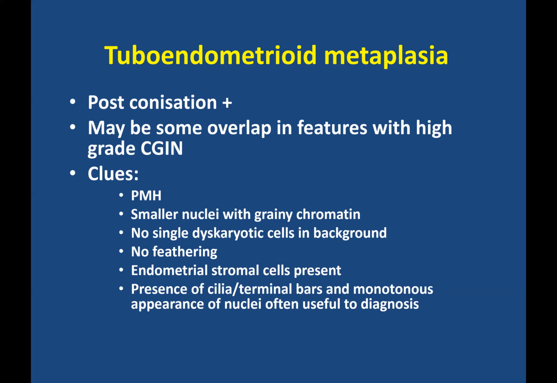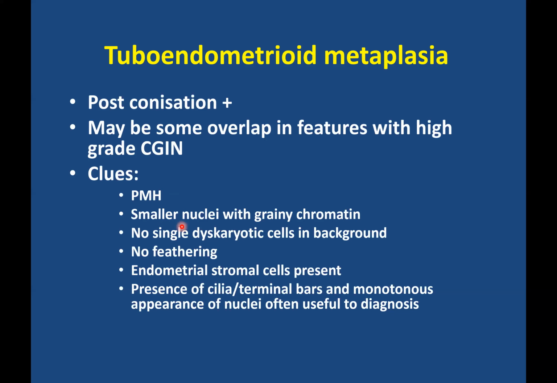Now, tuberoendometrioid metaplasia. If you could do a Venn diagram between endometrial cells, lower uterine segment, tuberoendometrioid metaplasia, and endometriosis, the intersection in the middle would be large with a significant overlap between them all. This is commonly seen post-conization, and there can be overlap with features of high-grade CGIN. Okay, the clues are the past medical history, previous conization. It can be helpful, and then again, it may not, knowing that.